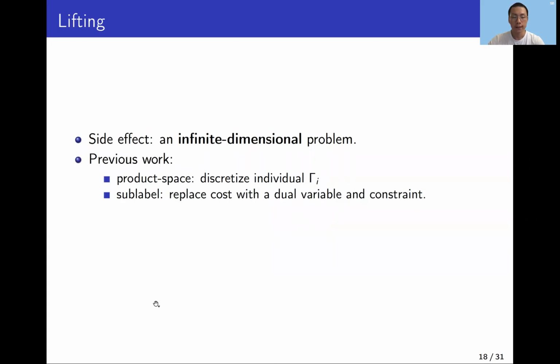Two ideas were already proposed before. One idea exploits the product space structure and optimizes over the marginal distribution. And the sublabel-accurate idea leverages the duality to get a more label-efficient convex formulation. It replaces the cost with a dual variable at the end and adds a constraint on it. Our idea here is to combine them to further improve the scalability of lifting.